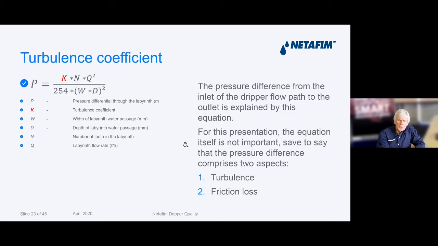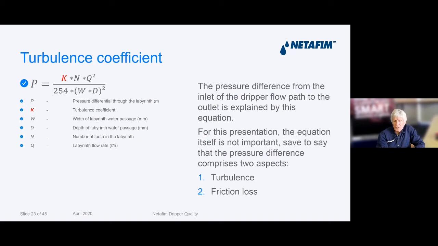The pressure difference from the inlet of the dripper flow path to the outlet is explained by this equation, the equation on the left. For this presentation, the equation itself is not important. Safe to say that the pressure difference comprises two aspects: turbulence and friction loss. For those of you that have studied fluid mechanics, if you break up the equation on the left there, you'll find it comprises two parts, turbulence and friction loss.